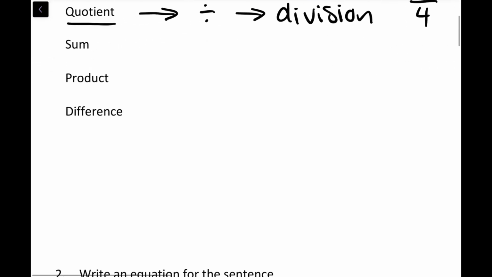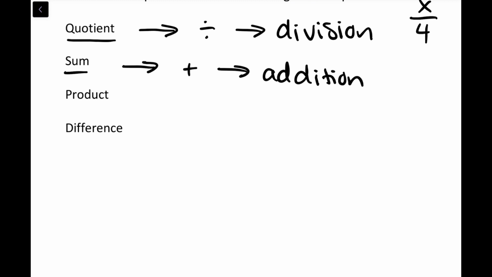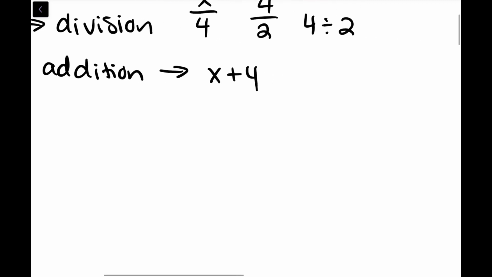All right, sum. Sum tells me to add. Sum is addition. So the sum of two numbers means one number plus a number. The sum of x and 4 is x plus 4. The sum of 4 and 2 is 4 plus 2.